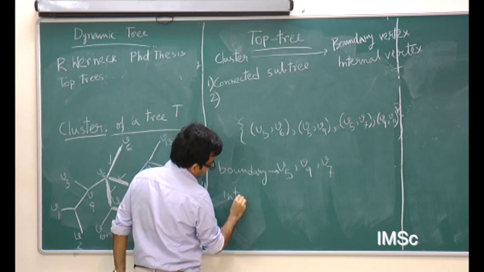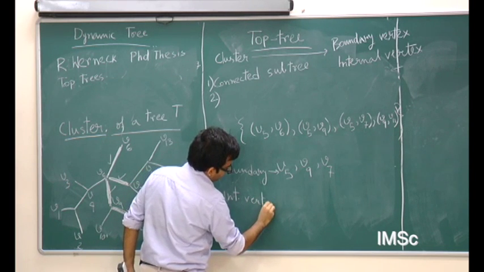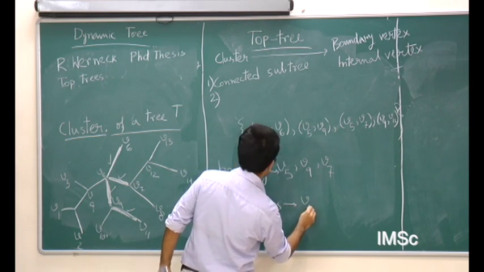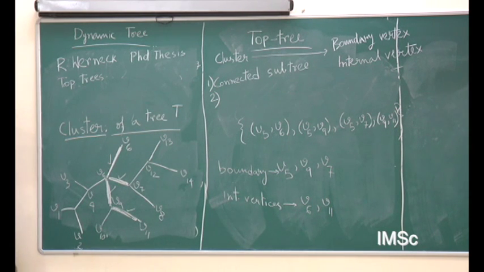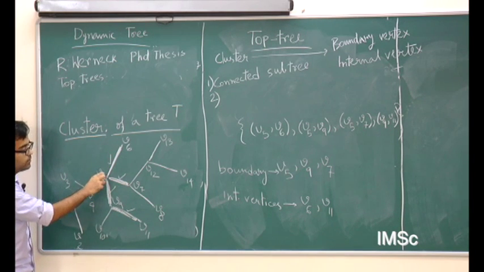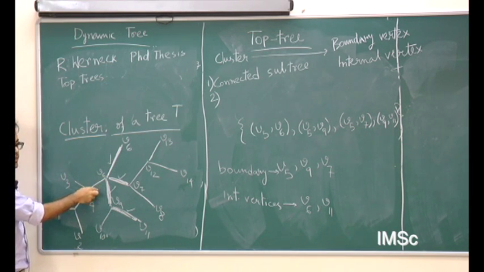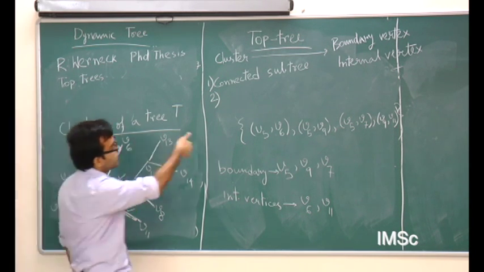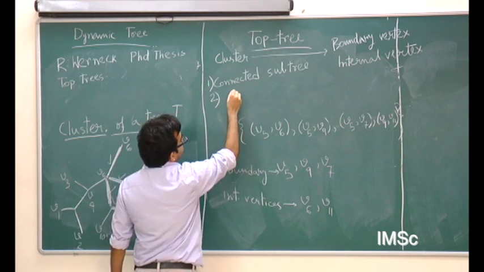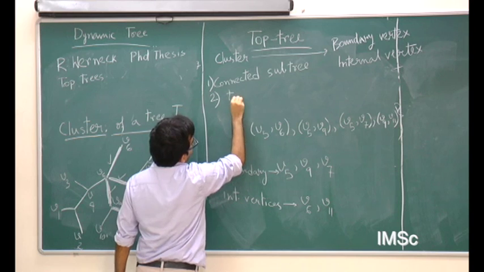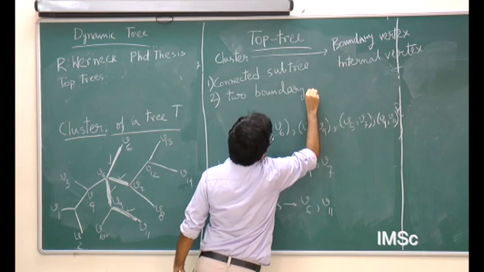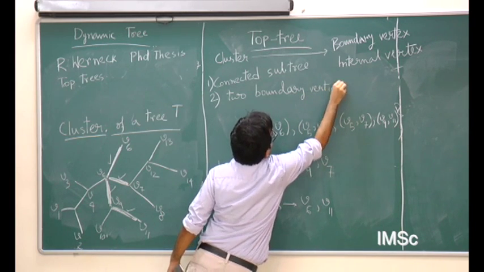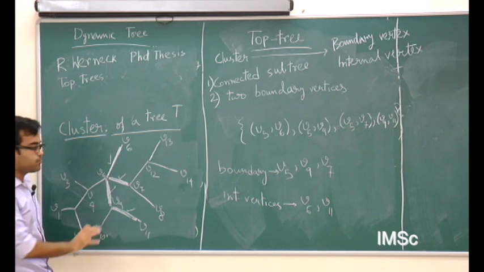And the internal vertices will be V6 and V11. So, you get the definition? This cluster will share some edge that does not belong to it, only at a boundary vertex. The second condition for being a cluster is that this has to have at most two boundary vertices. So this is why it is not a cluster.